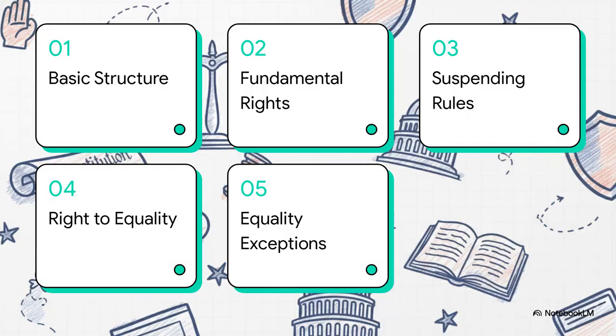So here is our roadmap for today's explainer. 1. The Constitution's basic structure. 2. The 6 fundamental rights. 3. Suspending the rules. 4. Defining the right to equality. And finally, number 5. Exceptions to equality rules.